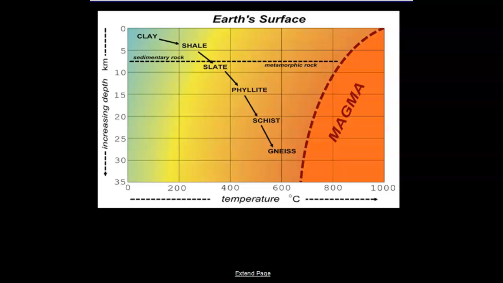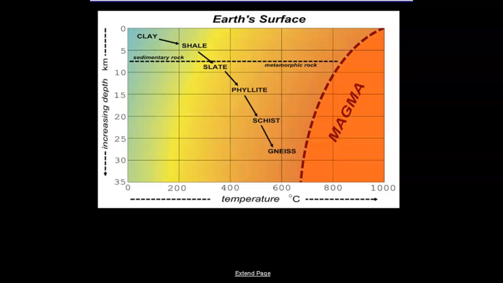If the slate gets to a depth of about 14 kilometers and a temperature of about 500 degrees Celsius, the slate metamorphoses into another metamorphic rock called phyllite. If the phyllite goes deeper, it metamorphoses into another metamorphic rock called schist. If schist is brought to a depth of about 27 kilometers and a temperature about 600 degrees Celsius, it metamorphoses into gneiss, the only rock that shows banding. This is called high-grade metamorphism.